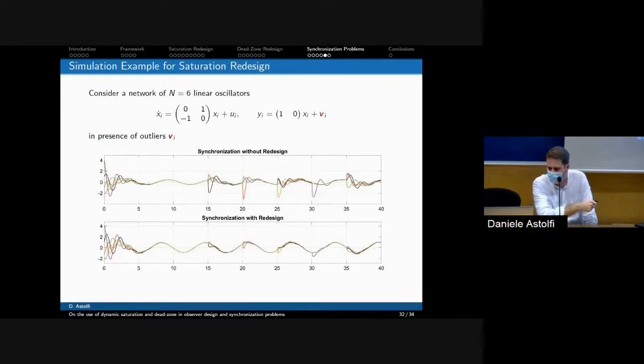In this simulation, we consider a network of 6 linear oscillators, which are coupled to each other so as to achieve consensus. We show the estimation errors of the 6 agents. The first picture shows what happens without redesign in the presence of outliers that happen every 5 seconds. The second picture has the same initial condition and the same noise applied to the synchronization network, but with the saturation redesign technique. We see that we actually reject much better and all the states remain much closer to each other with respect to the original design.